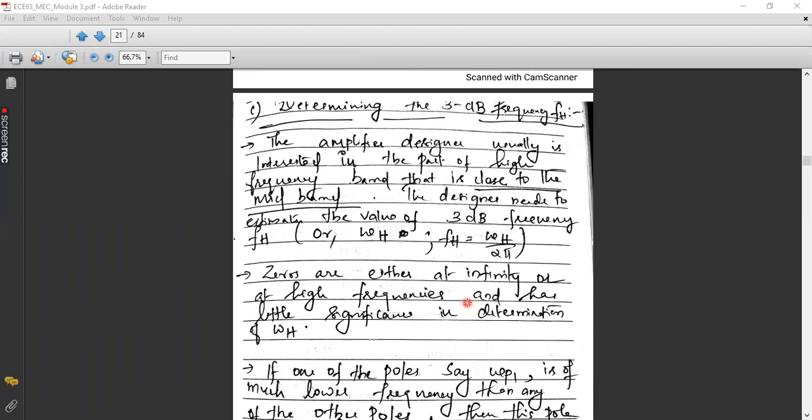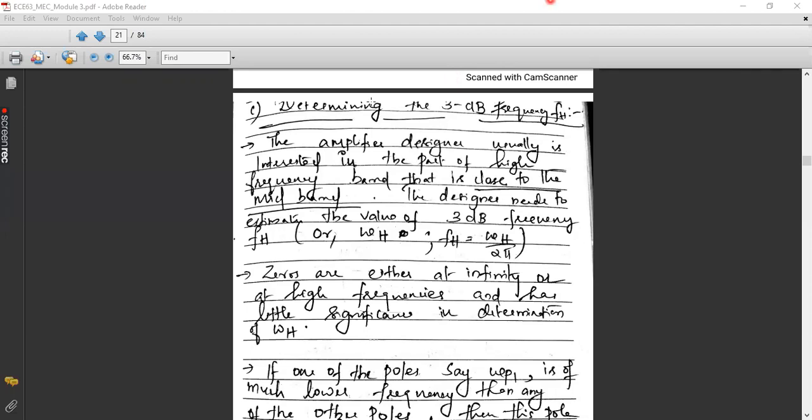So 3 dB cutoff frequencies, otherwise called half power frequencies, are where the power is decremented to 50 percent of the maximum value, or in other words, the gain has decreased to 70.7 percent of the maximum value. In terms of gain, it will become 70.7 percent. In terms of power, that will be 50 percent of the maximum power. So that is the significance of fh.